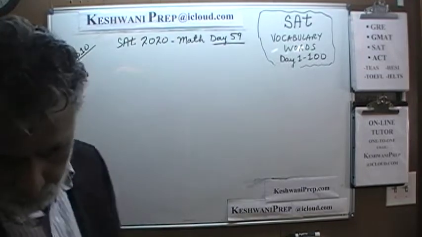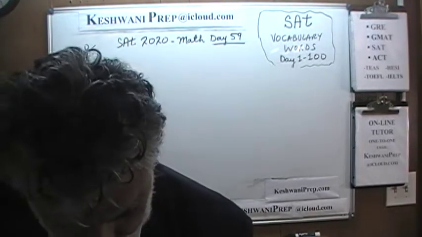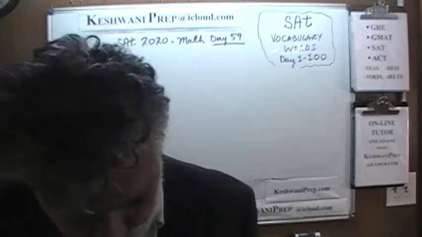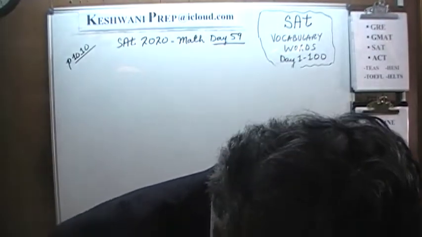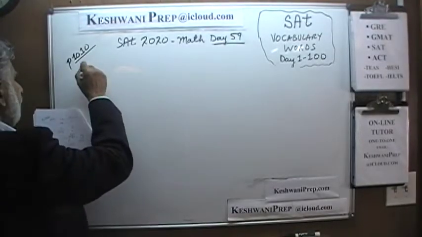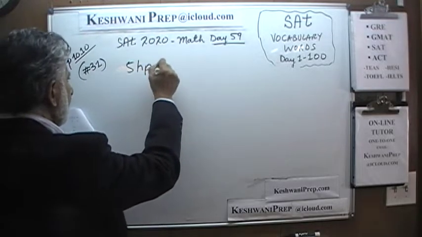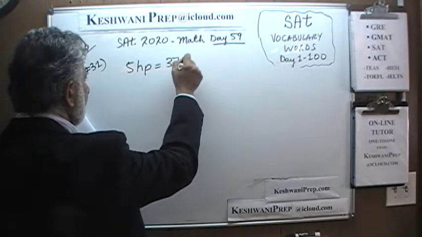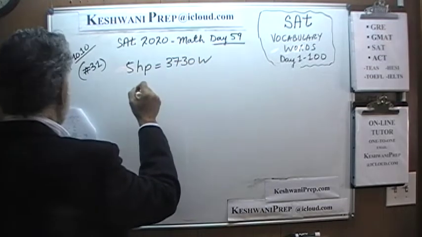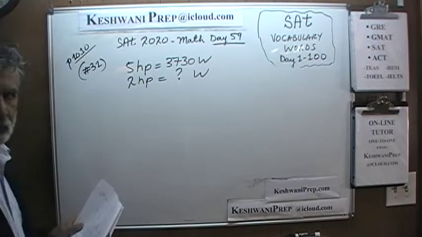Now we are into the gradient problems. Let's see what we have. On page number 1012, on number 31, we are told that 5 horsepower equals 3730 watts. The question simply is, 2 horsepower equals how many watts?